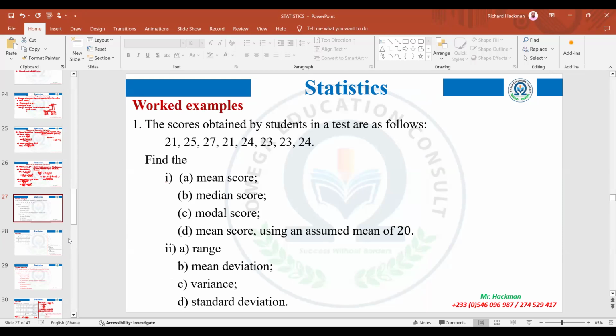Remember I told you that anytime we are given raw data, we will convert the raw data to its corresponding ungrouped frequency distribution table. Then you work with it. Those of you who don't know how to do that, this is exactly what you are supposed to do: create the frequency distribution table for this, and that will be the ungrouped one.